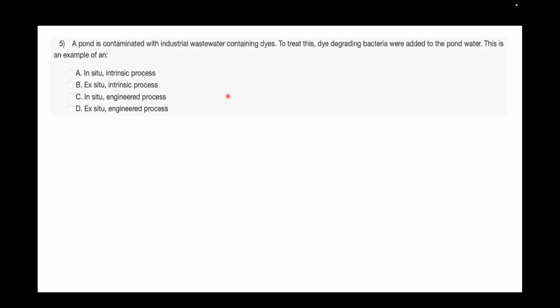Question number 5. Again, this is an exam question for bioremediation. A pond is contaminated with industrial wastewater containing dyes. Understood? Pond is contaminated with dye water from industry. To treat this, dye degrading bacteria were added to the pond water. This is an example of dashed.